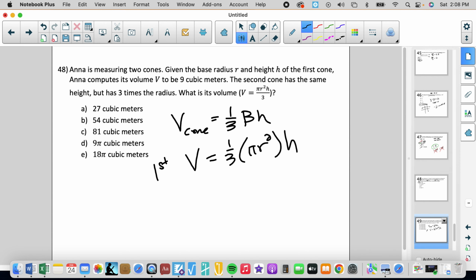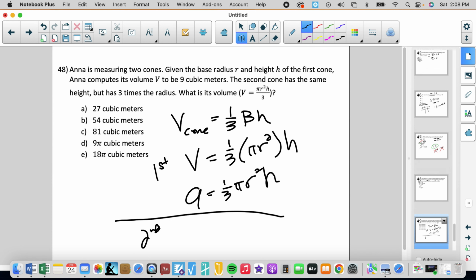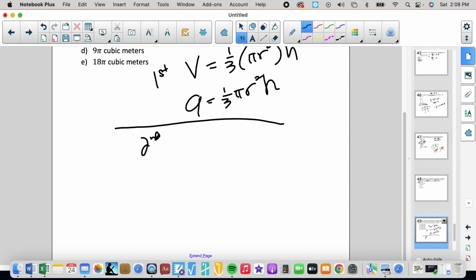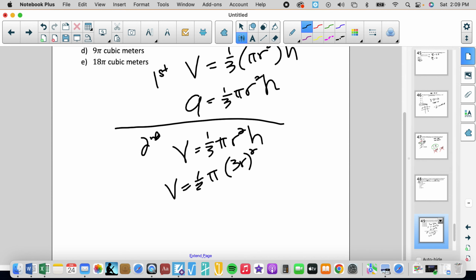So base radius and h, we're going to get this formula for the first cone. The first cone is going to be this, and it equals 9. So 9 equals 1/3 pi r squared h. And now the second cone has a radius that is 3 times that. So volume equals 1/3 pi radius squared h. And if the radius is 3 times, that's going to be 3r squared. So volume equals 1/3 pi 9r squared h.